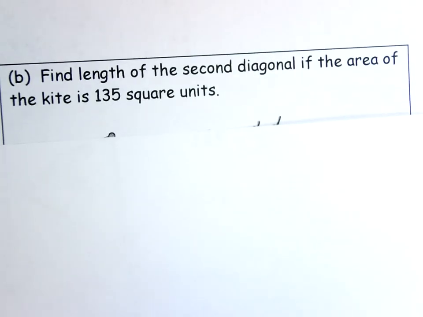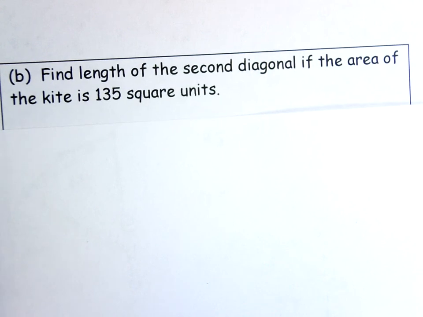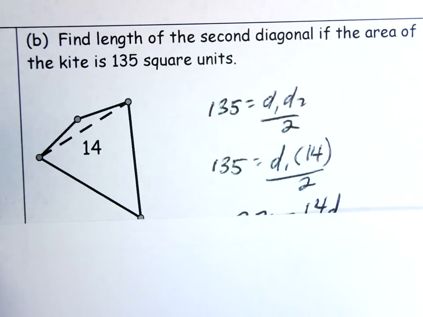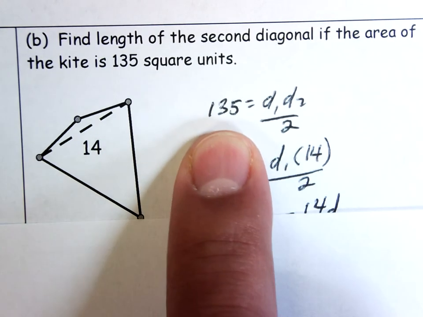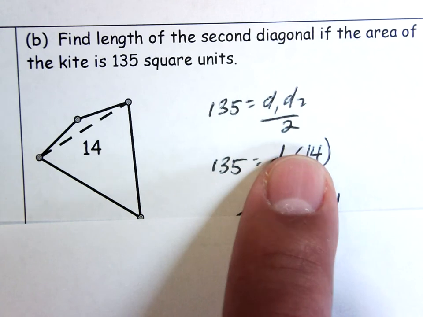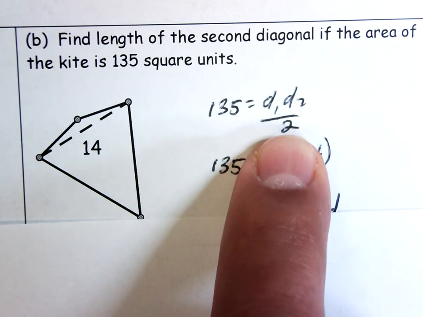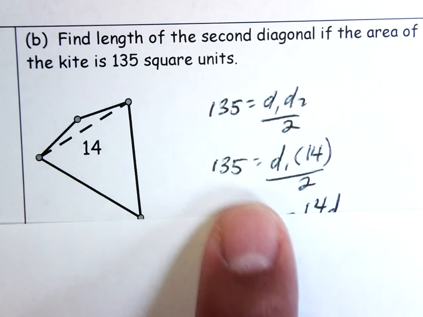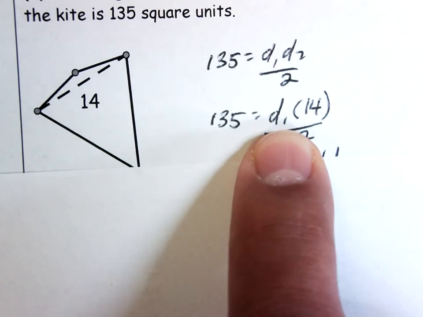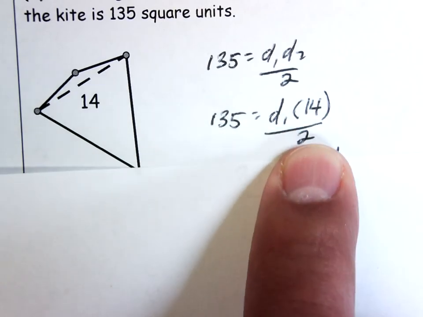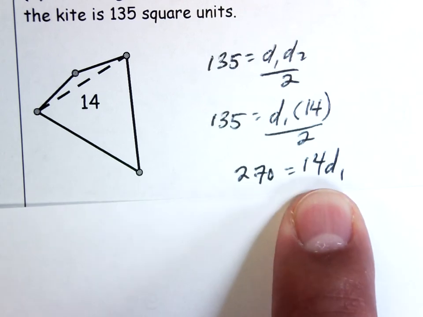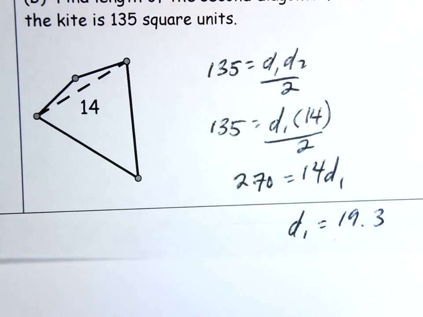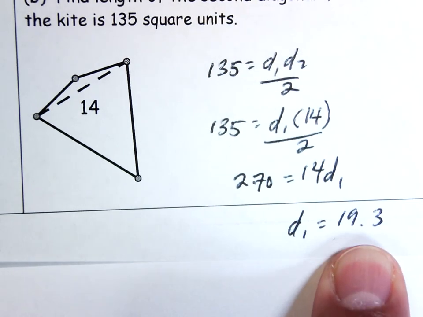All right, find the length of the second diagonal if the area of the kite is 135. So I already am given the area, and I'm already given one of the diagonals. So then I already know that 135 has to be equal to d1 times d2 divided by 2. But I already know one of my diagonals. One of them is 14. So 135 must equal my diagonal 1 times 14 divided by 2. Multiply both sides by 2, you get 270 is equal to 14 times d1. Divide both sides by 14, and you get that d1 is approximately 19.3.